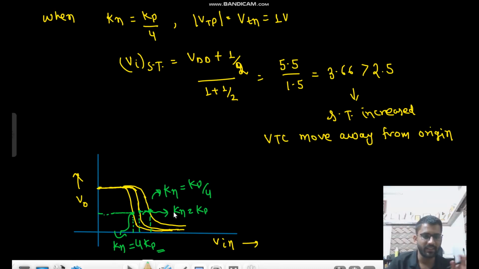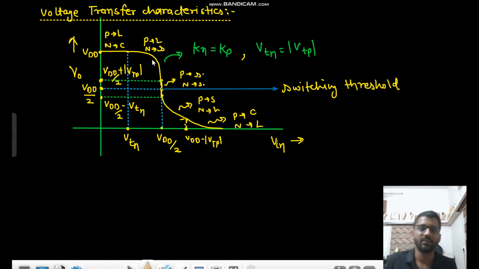Okay, so this is the complete analysis. I guess there is no single point left, so just revise whatever I have told. Okay, so the main curve is this. So you need to remember, for 0 to VTN, P is linear, N is cutoff, then one device, the situation of both devices will not change, only one will change. From linear to linear it is going, from cutoff to saturation it is going, N is remaining the same, saturation to saturation. Now P is changing linear to saturation. Then P is remaining the same, N is changing from saturation to linear. Then P is changing and N is remaining the same. So P from saturation to cutoff, N is linear to linear.